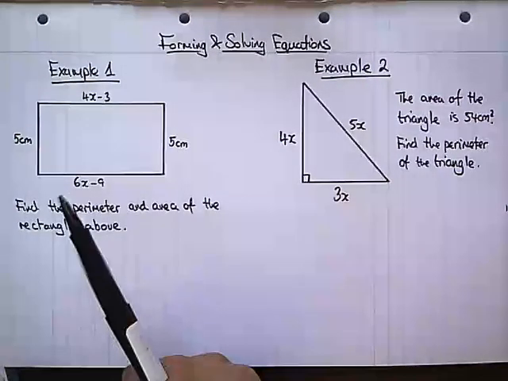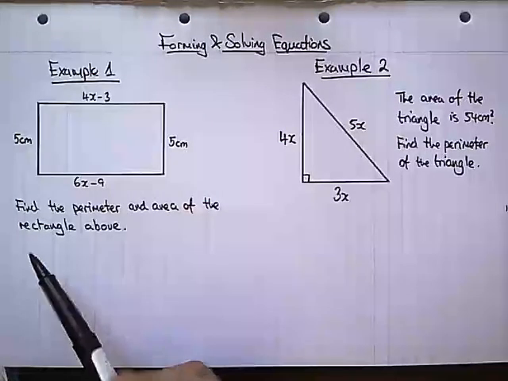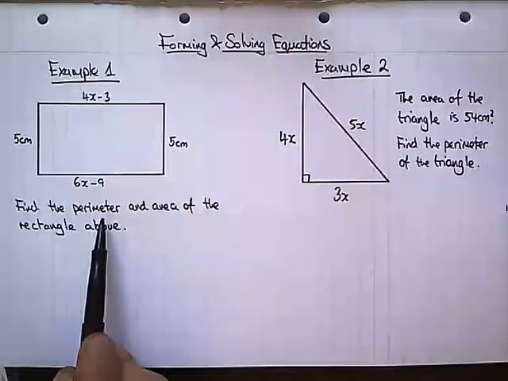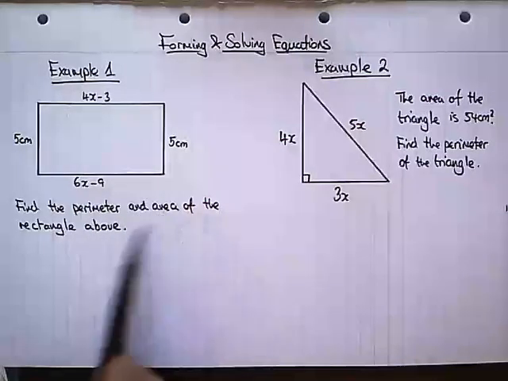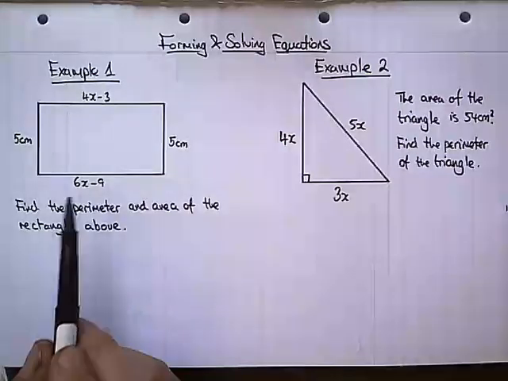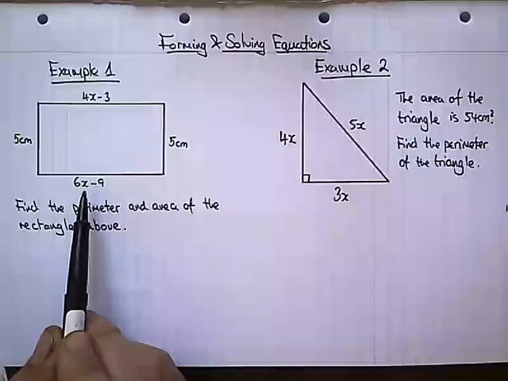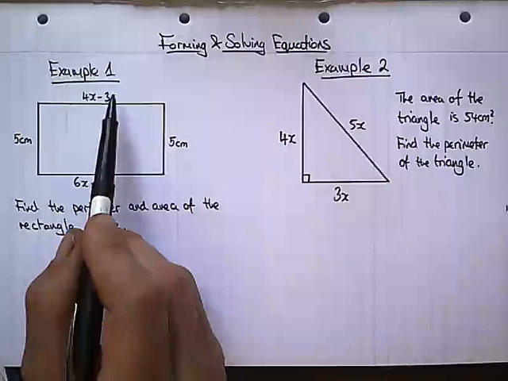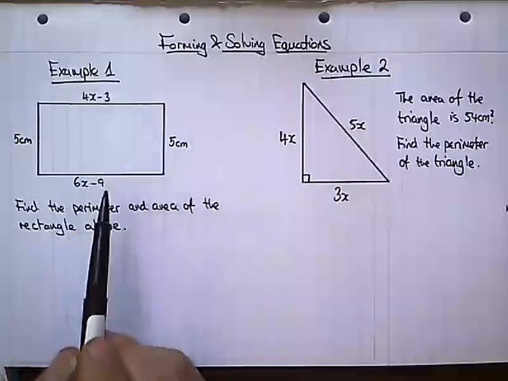So example 1, they've told us that this is a rectangle, okay? They want us to find the perimeter and the area of the rectangle above. Now it seems quite tricky since we don't know what x is. We've got 5 centimeters here, we've got 5 centimeters here. I'm making the assumption that this is all in centimeters.